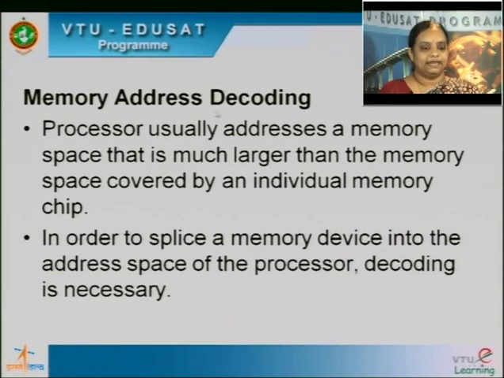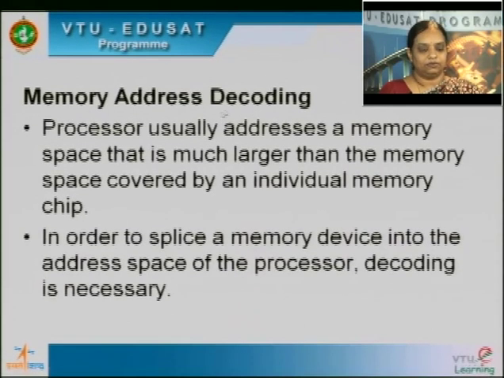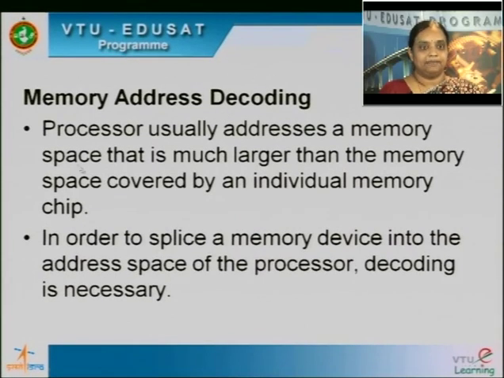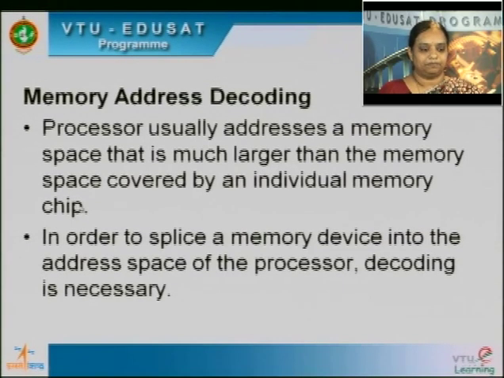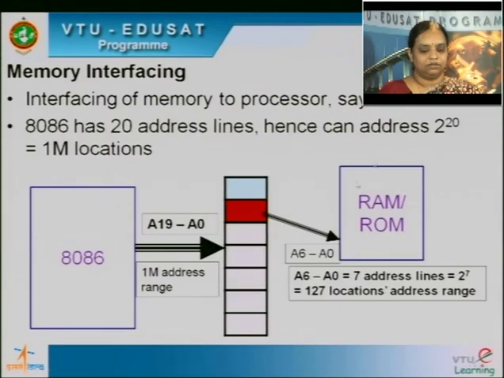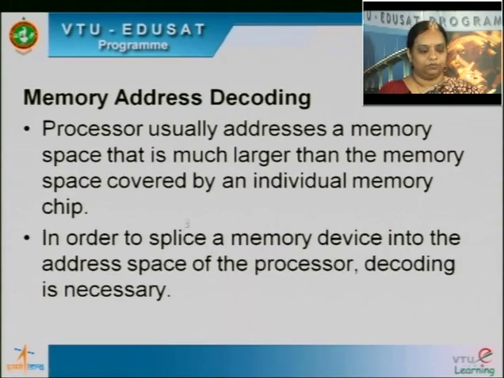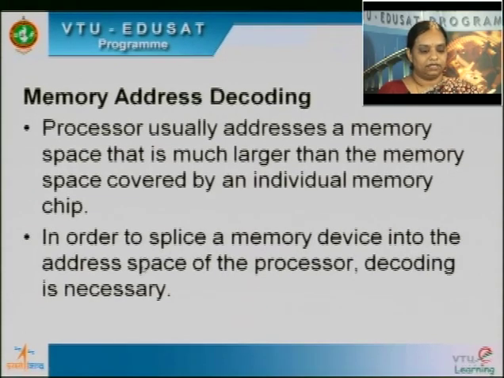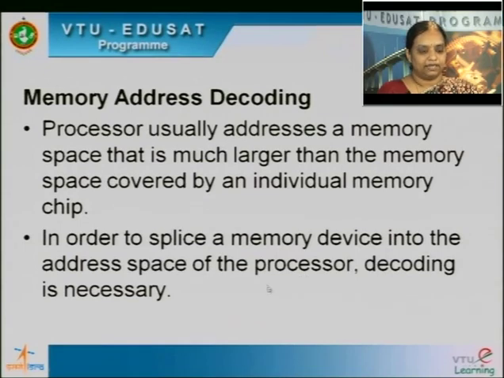For that we need memory address decoding. So what do we mean by memory address decoding? The processor usually addresses a memory space that is much larger than the memory space covered by an individual memory chip. Here the processor we are talking about is the 8086. How much memory space does it address? 1 mega address. But the memory space covered by this individual memory chip is only 128 locations. Since this is so, we have to splice the memory device into the address space of the processor, and to do that we need memory address decoding.